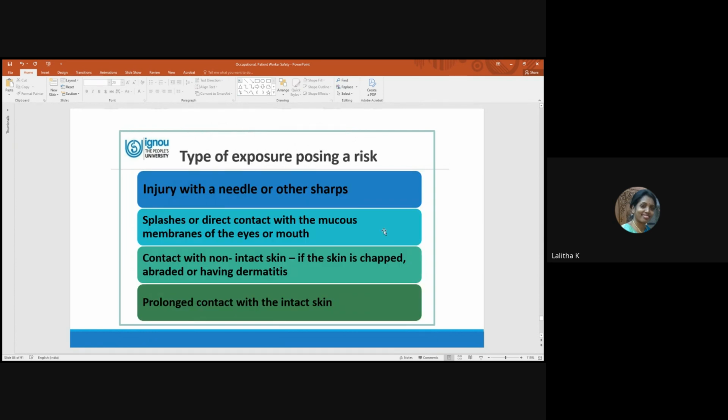So, types of exposure. One, it could be injury with a needle or sharps, or it could be a splash, a blood splash or amniotic fluid splash onto the eyes or mouth, especially during labor procedures, where you can anticipate this. And contact with non-intact skin, if the skin is chapped, abraded, or has dermatitis, and prolonged contact with intact skin is also a possibility.